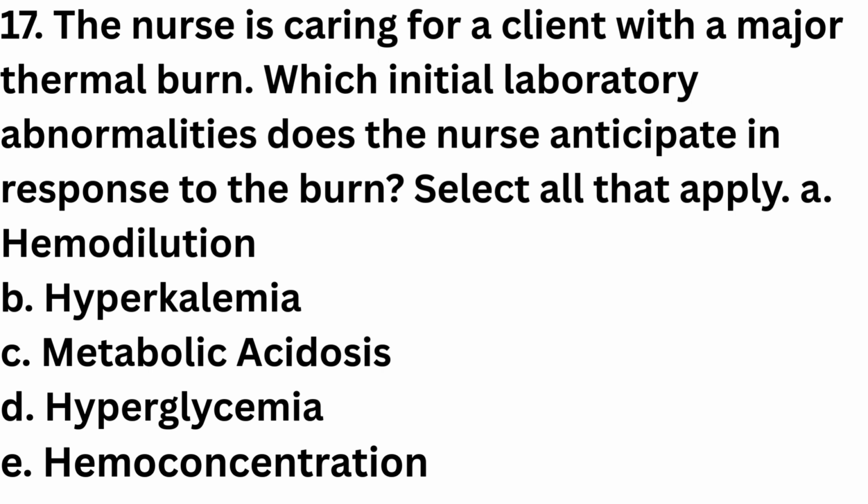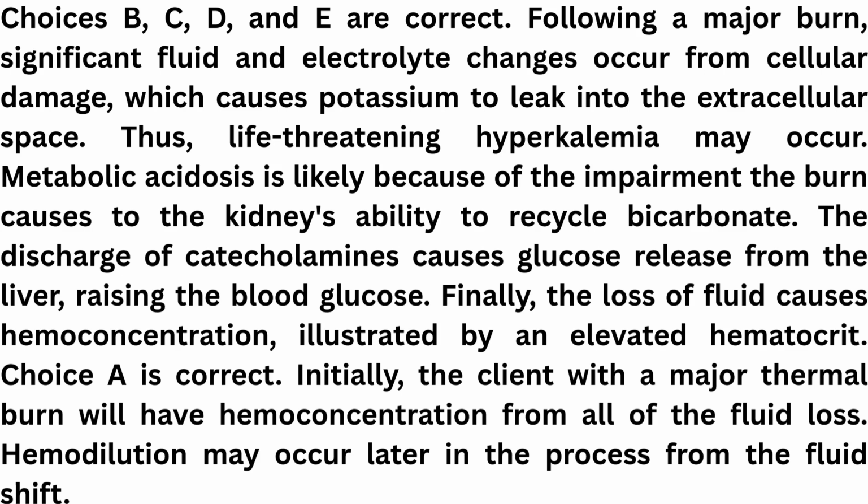17. The nurse is caring for a client with a major thermal burn. Which initial laboratory abnormalities does the nurse anticipate in response to the burn? Select all that apply. A. Hemodilution. B. Hyperkalemia. C. Metabolic acidosis. D. Hyperglycemia. E. Hemoconcentration. Choices B, C, D, and E are correct.